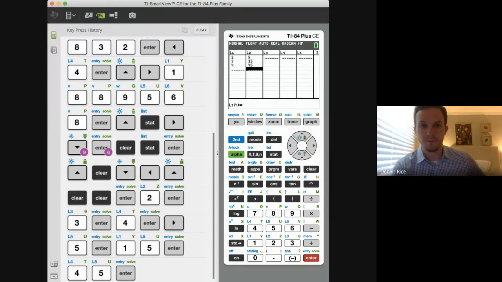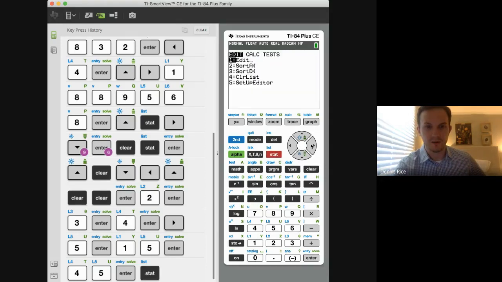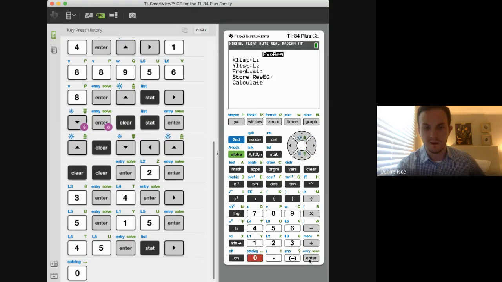Now, we're going to hit stat. We're going to scroll to the right for calc. We're going to hit 0 for expreg, exponential regression. And then we're just going to hit enter.